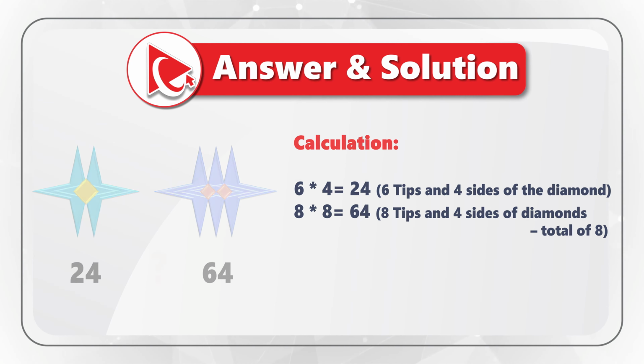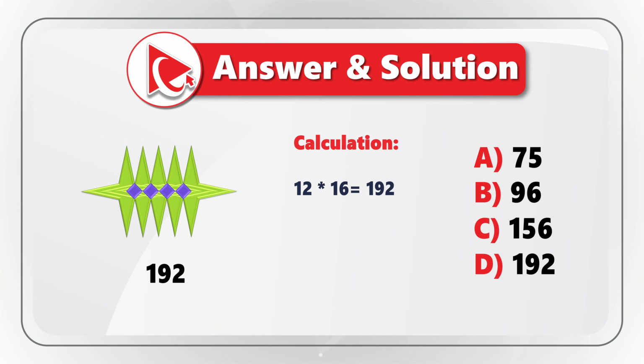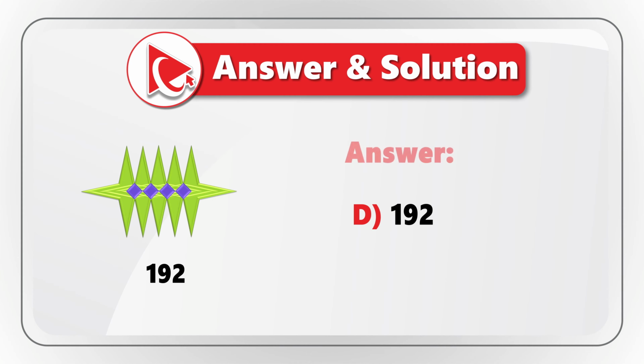Let's do the calculations for the missing number. We have 12 tips. 1, 2, 3, 4, 5, 6, 7, 8, 9, 10, 11, 12. Which are represented by 16 sides. 12 multiplied by 16 equals 192, which is represented by choice D. So the correct answer here is choice D, 192.